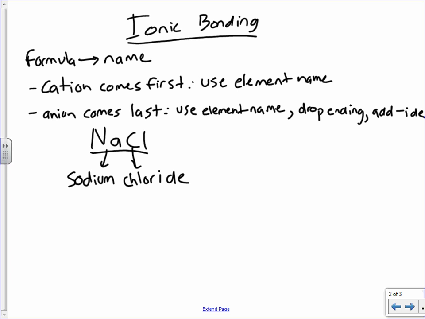So let's say we have CaBr2. Cation is calcium. Anion is bromine. Again, you just drop the ending and add IDE, calcium bromide. Okay, so that's all you got to do.